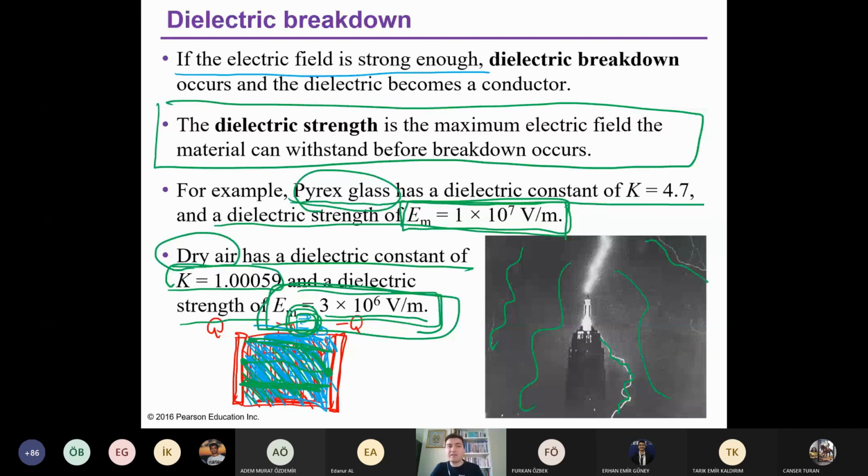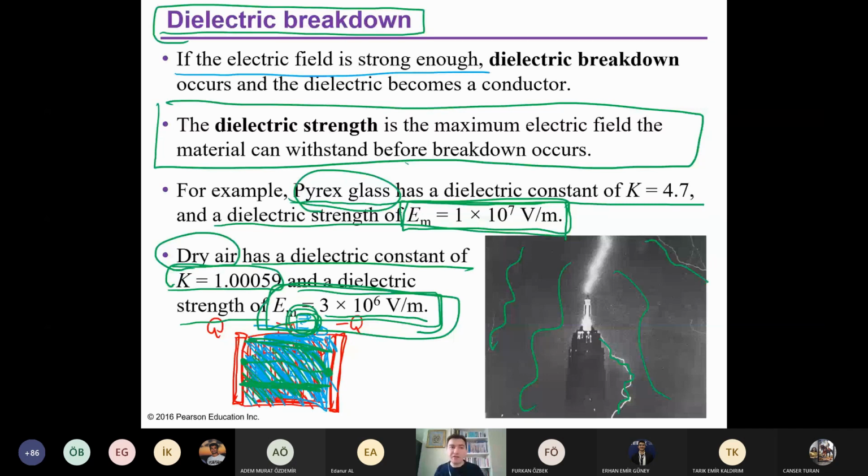Dielectric breakdown means that our dielectric material becomes a conductor and conducts electricity. But if the electric field is not strong enough, the dielectric materials are insulating materials and they do not conduct electricity.